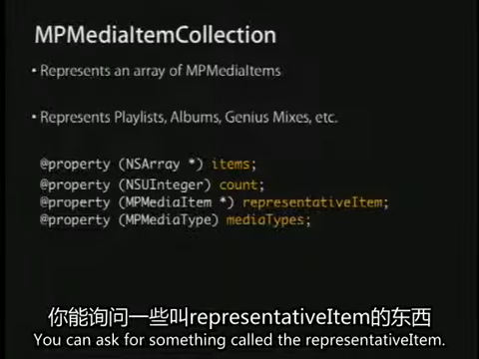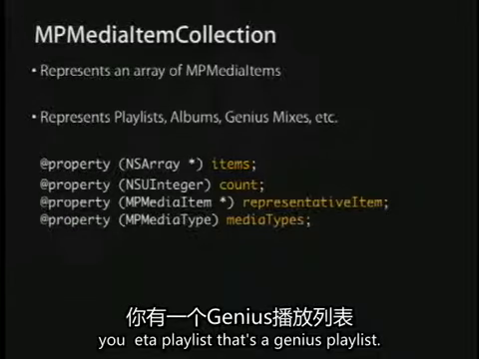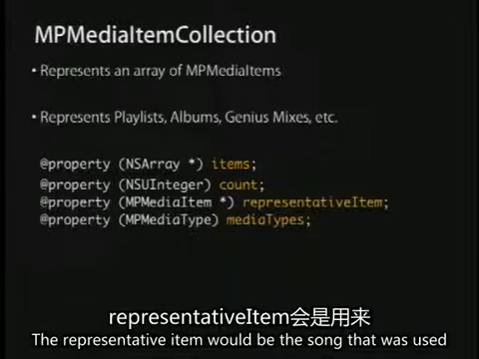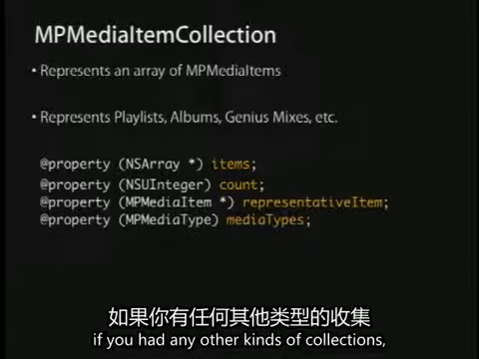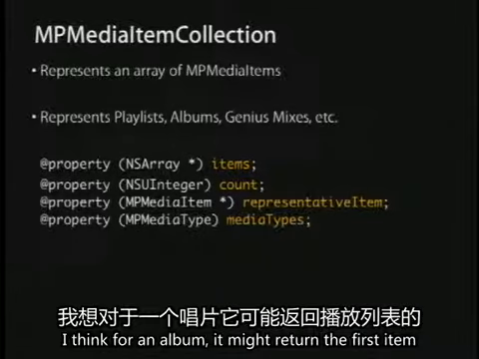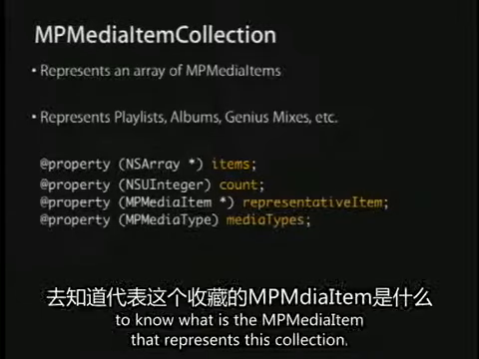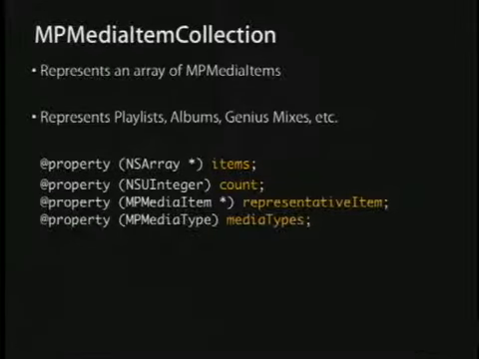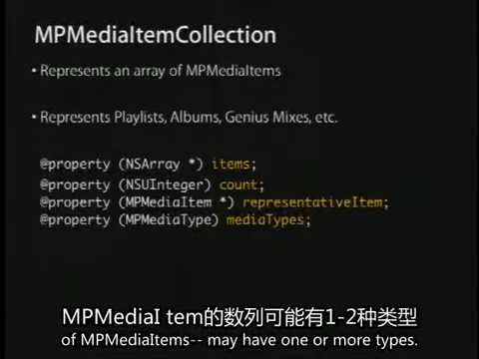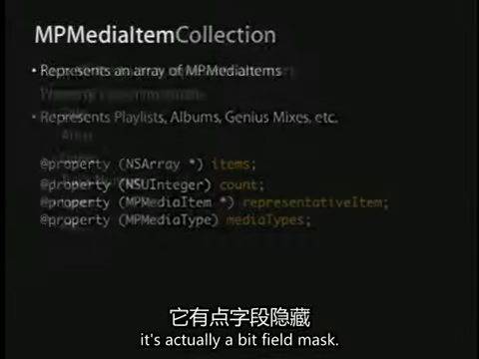You can ask for something called the representative item. If you get a playlist that's a Genius playlist, the representative item would be the song that was used to create that Genius playlist. For other kinds of collections, I think for an album it might return the first item. For a playlist it might return the first item. But there's some smarts in there to know what is the MPMediaItem that represents this collection. And because it's an array of MPMediaItems, it may have one or more types, so it'll return this enum to you. It's actually a bit field mask.